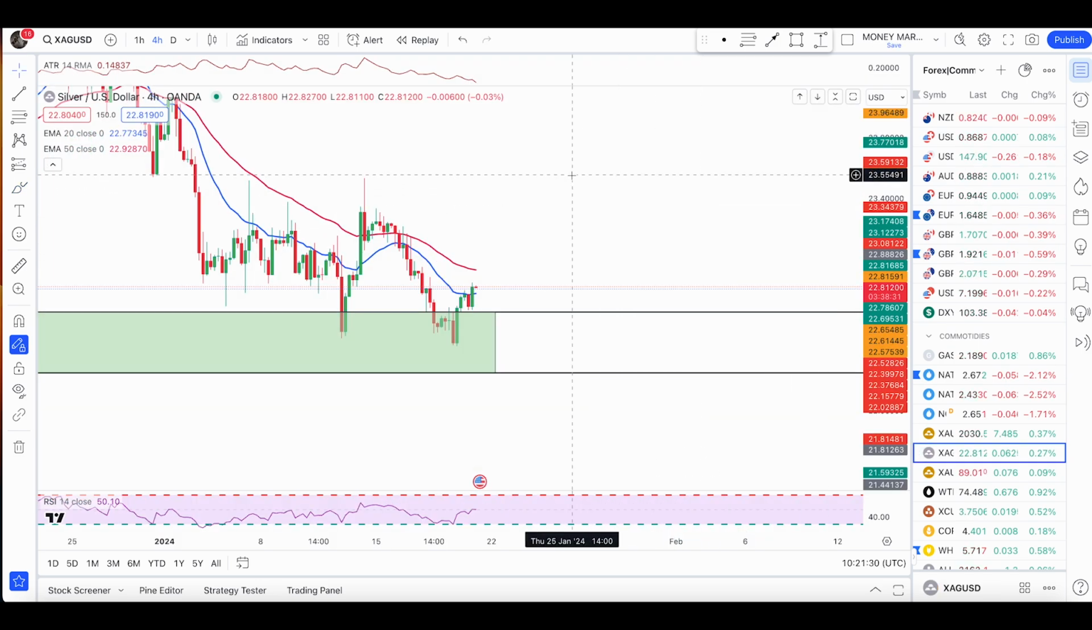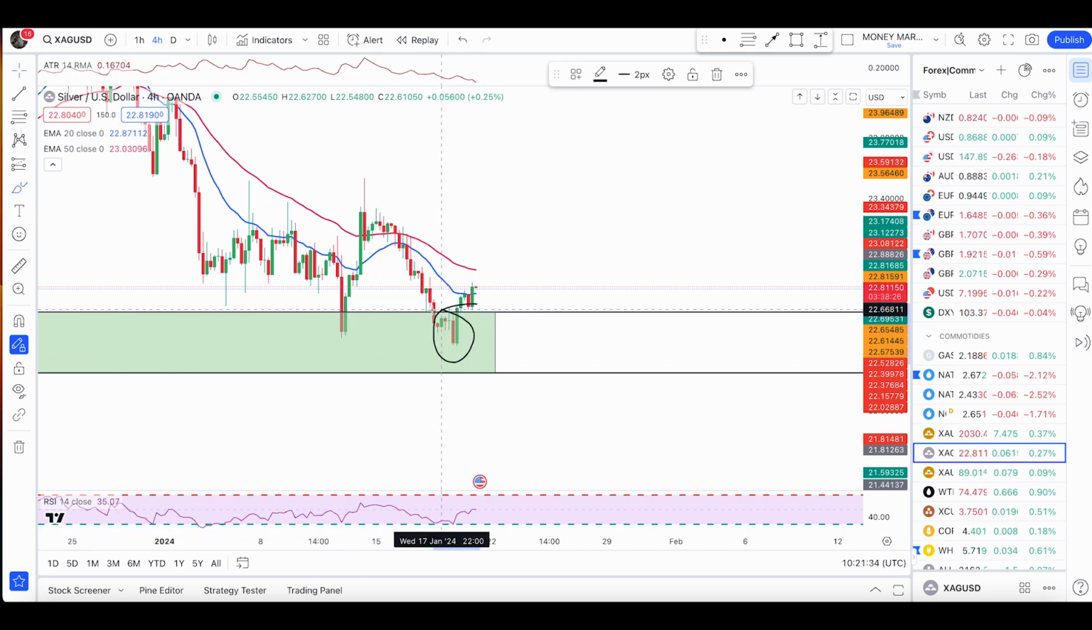Then we have silver. Silver is now pushing up. We had a nice bullish engulfer. Now if you follow me, you know that's a valid aggressive entry. If you are my member or if you are my student, you know it meets all the rules and we have a nice push up from here.